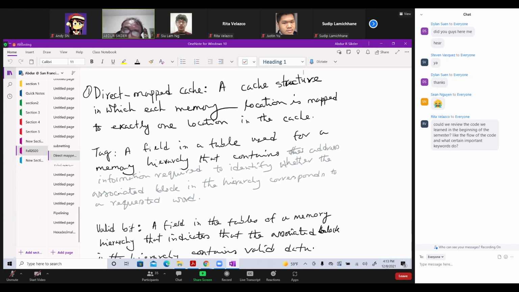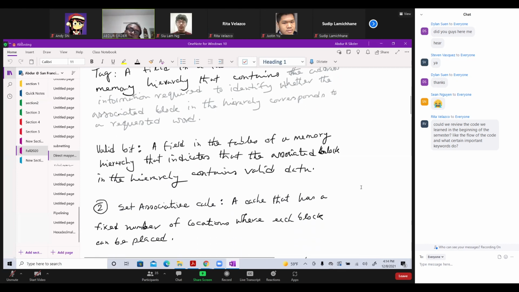Tag, a field in a table used for a memory hierarchy that contains the address information required to identify whether the associated block in the hierarchy corresponds to the requested word. So that's the tag. That's what we calculate after we calculate the index and offset. And then we deduct those from 32 bits, and then we get the tag. And then we have a valid bit. When we calculate the total number of bits in the cache, we use valid bit 1. This is a field in the tables of the memory hierarchy that indicates that the associated block in the hierarchy contains valid data. If it is valid data, then it is 1, so that's the valid bit.